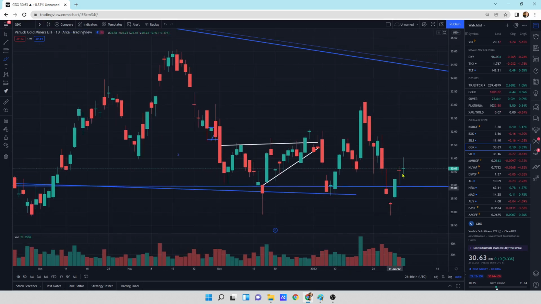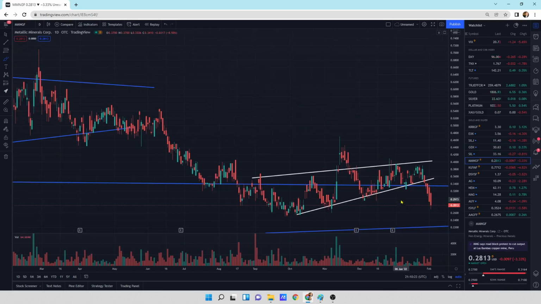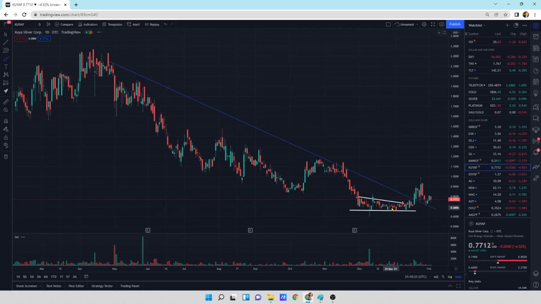This guy looks okay. It's just going sideways for GDX. Metallic Minerals still getting a little bit of sell off today. We've broken to the downside of this ascending wedge pattern. Usually they pull back a little bit, and we're just looking for a bottom. It's not a huge pattern, so it's not going to be too large of a pullback.